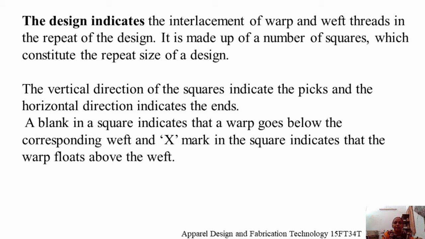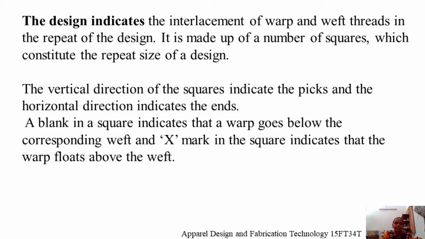It is made up of a number of squares which constitute the repeat size of a design. So that design is whole, but the repeat design is the particular interlacement of warp and weft ends which repeat the design. So, repeat size of the design. The vertical direction of the squares indicates the picks and the horizontal direction indicates the ends. You already know that horizontal and vertical directions are the warp and the weft yarns. That indicates the picks and the ends. Vertical picks and horizontal ends, that is the warp.